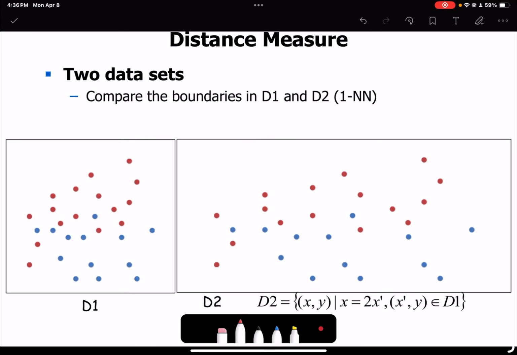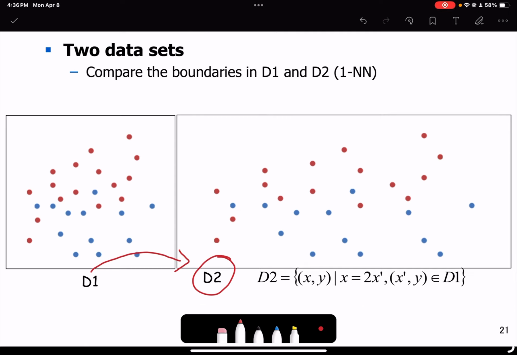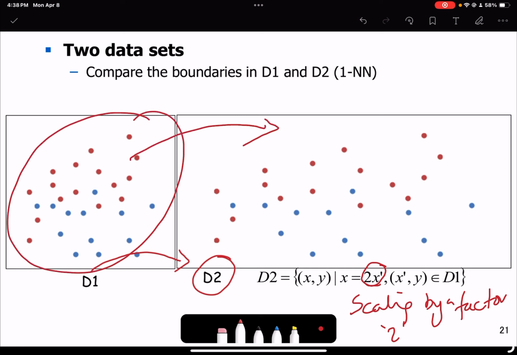So what about the transformations in our data? D2 is a transformed version of your D1. And how is the transformation done? Simply, the transformed point is estimated from the point under consideration by scaling it by a factor of 2. So this data is being scaled by a factor of 2.